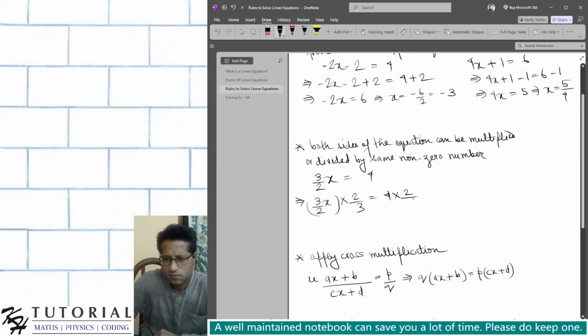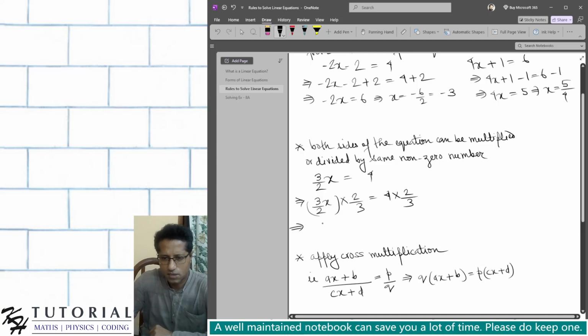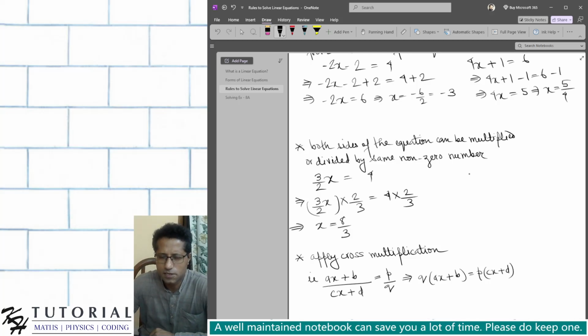I can do this because the left hand side will then become 3 by 2 and 2 by 3 will cancel out. It will become x equal to, the right hand side is 4 into 2 by 3, which is 8 by 3. So I multiplied 2 by 3 on both the sides. Let's say I can also divide both the sides by the same number.